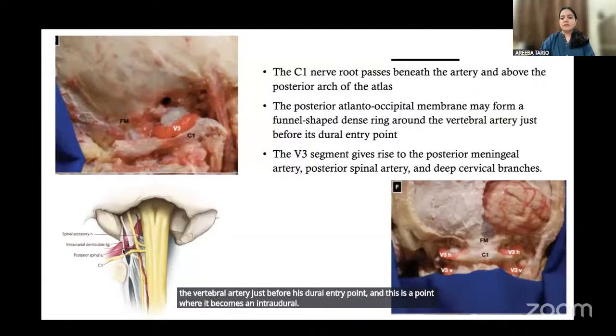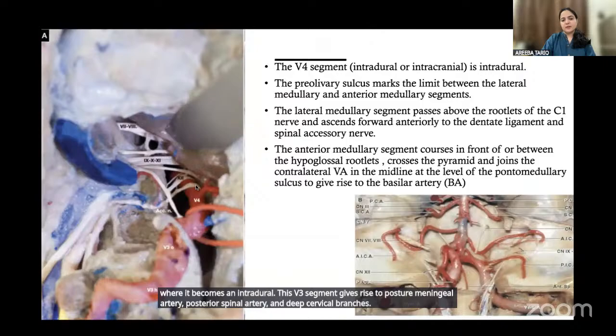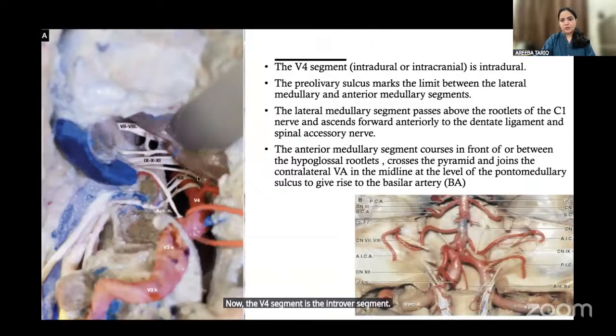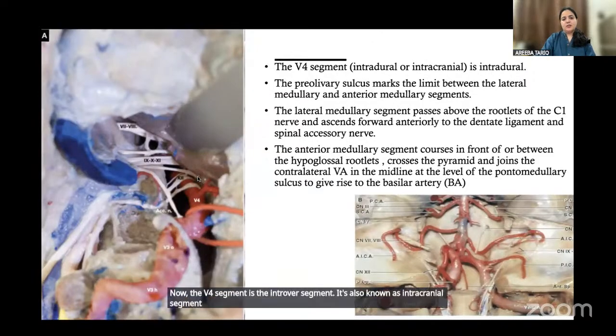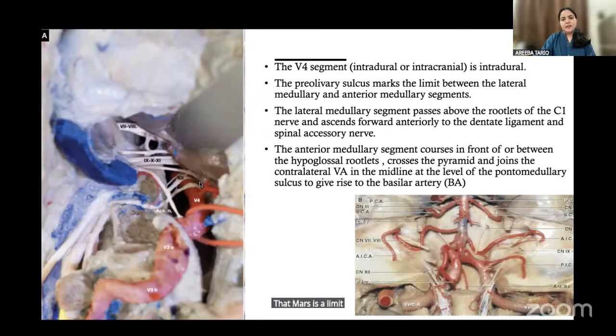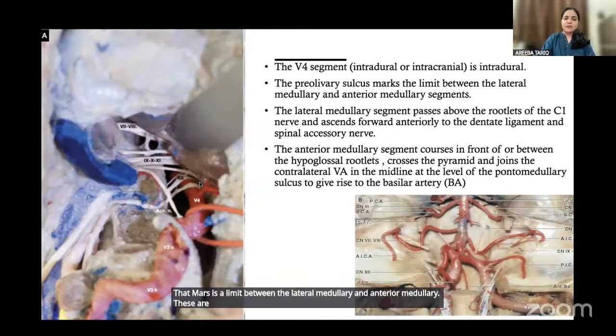This V3 segment gives rise to the posterior meningeal artery, posterior spinal artery, and deep cervical branches. Now, the V4 segment is the intradural segment, also known as the intracranial segment. There's a pre-olivary sulcus, as Dr. Aditya showed us in previous slides, that marks the limit between the lateral medullary and anterior medullary. These are the two segments of the V4 segment.